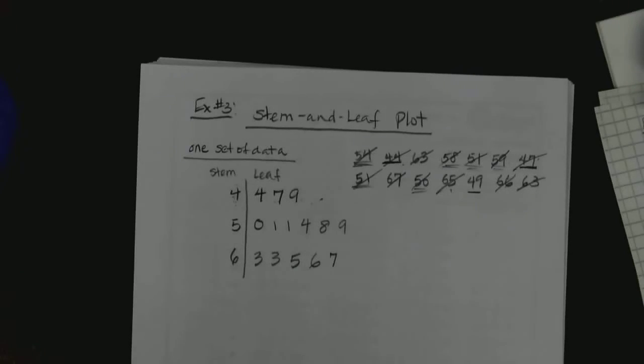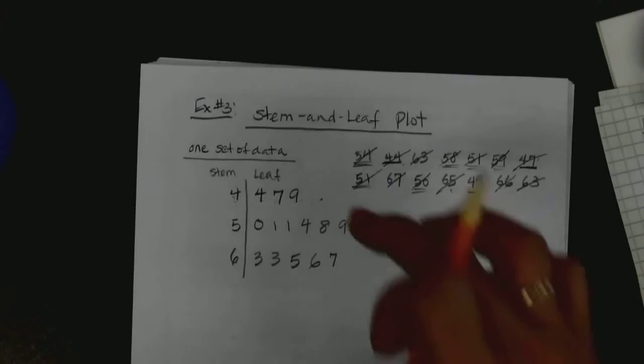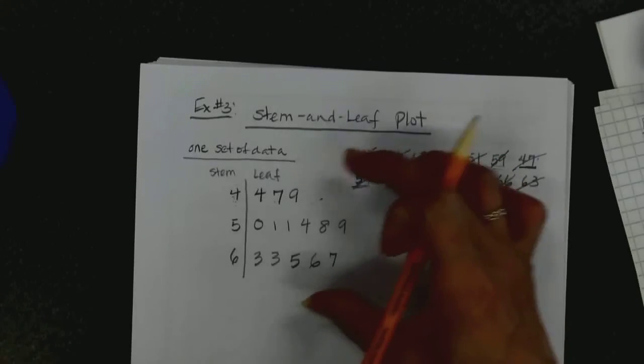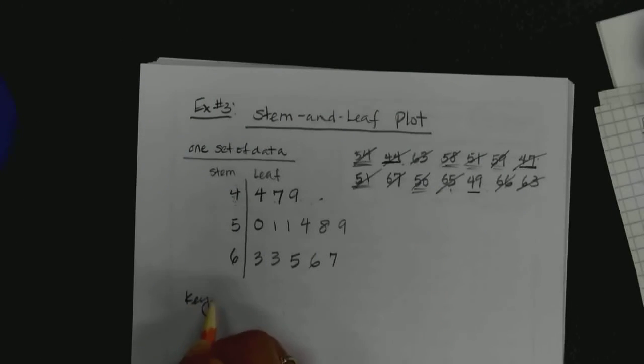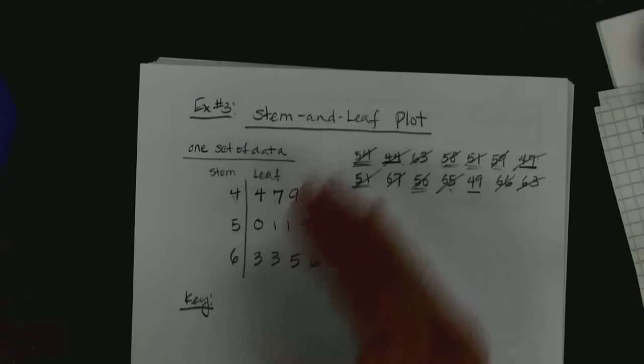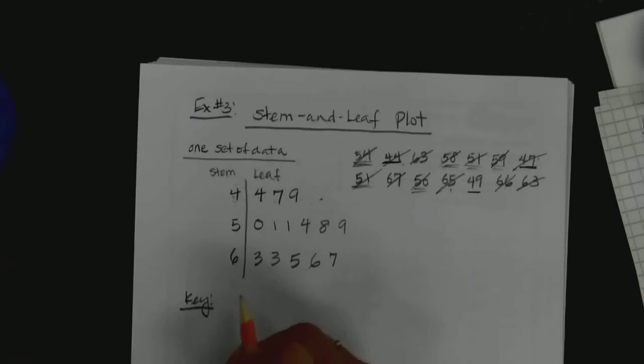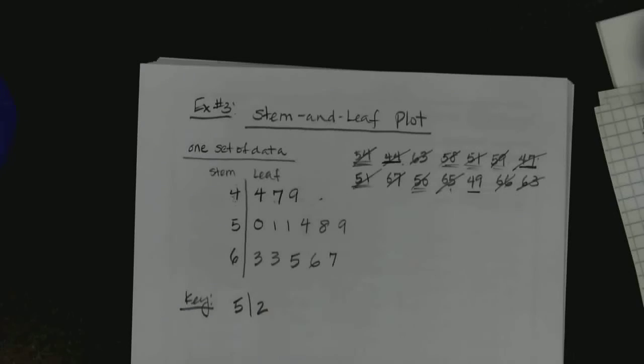That's how you create it. But what you can't forget when you make your stem and leaf plot is that you have to give them a key to how to read this plot. So make sure you have a key for every stem and leaf plot you make. You pick a number on the stem side and a number on the leaf side, and you point an arrow to it. That means you read it left to right, and you read it as 52.